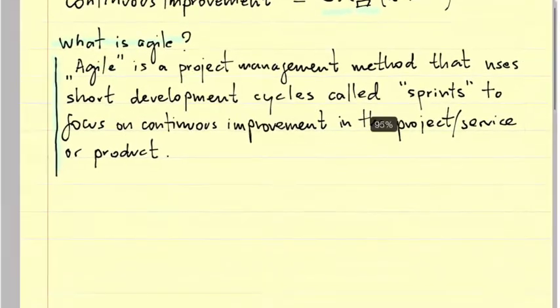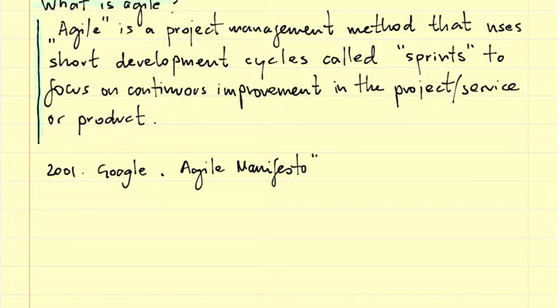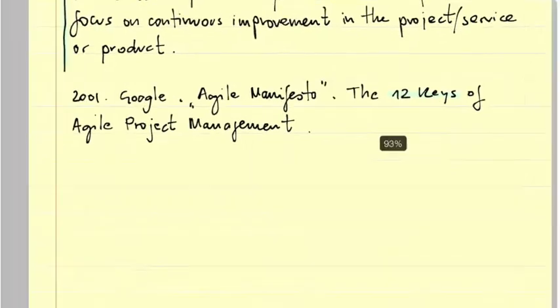In 2001, the Agile Manifesto was brought out. It lists the 12 keys or 12 principles of agile project management, and we're going to go through these 12 keys one by one.